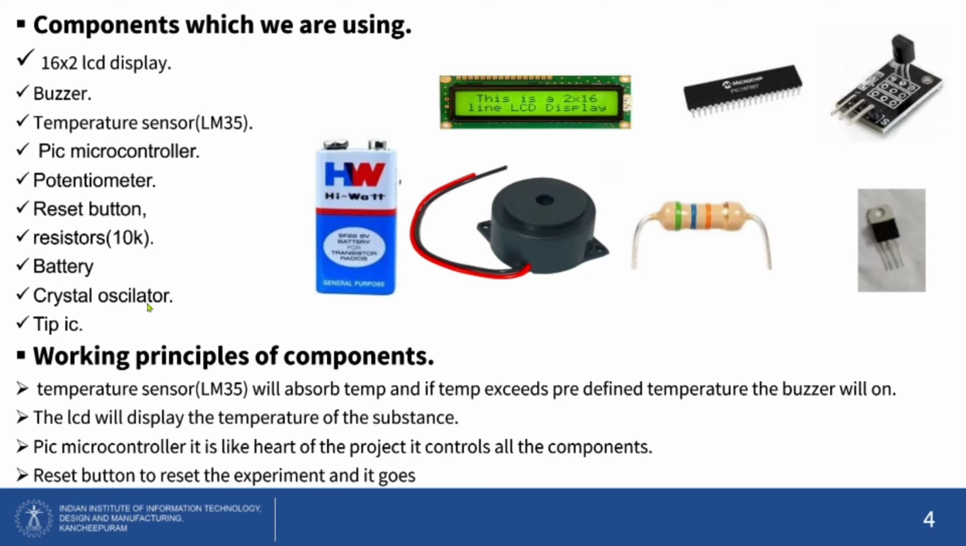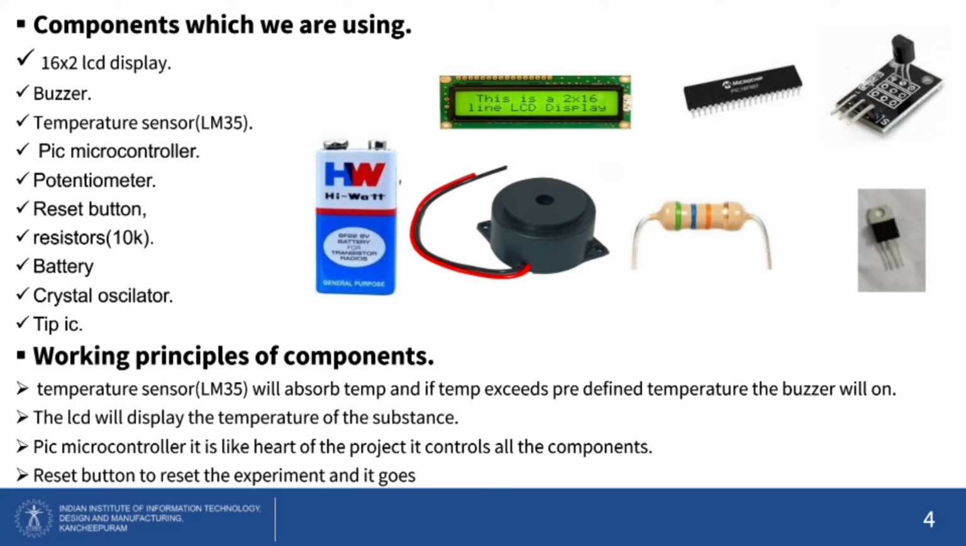Reset button. When the reset button is pressed, it initializes the system to its original state, and all registers in the PIC microcontroller are cleared. Resistors are passive, two-terminal elements used to reduce current flow. The battery is used to give power to all the components. The crystal oscillator provides accurate timing signals for the microcontroller.